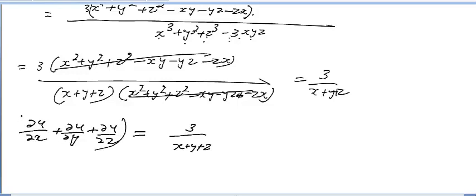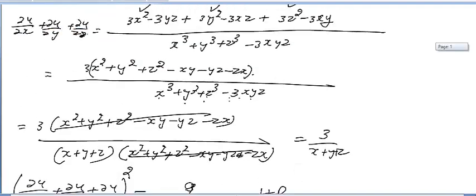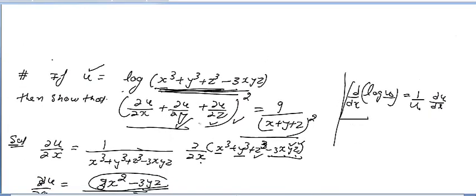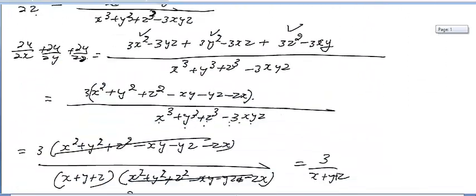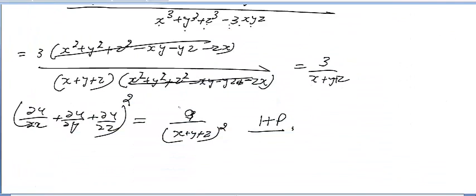Now it is the square of this. When you square it, you will get 9 here and the square of this. This is the proof of your question. You can see what is given in the question. You have to prove it is equal to this. So if you see this question, the challenge is only the derivative. If you know the derivative, then things are very comfortable.